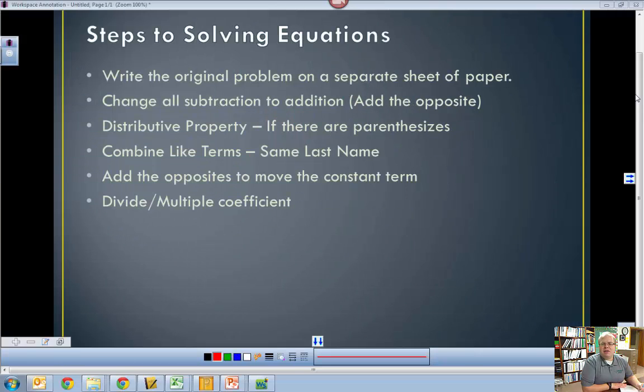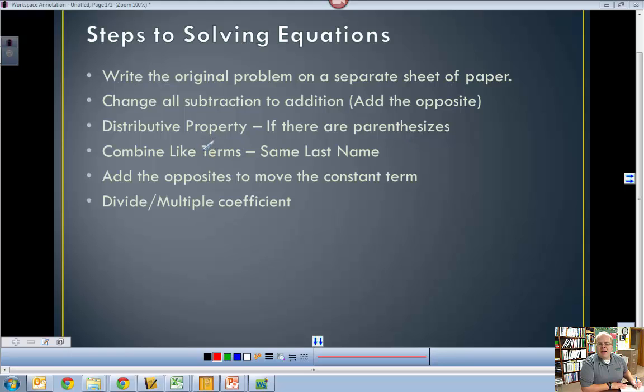These steps for solving equations are going to be very similar to when we solve for expressions, except now we have the equal sign that we have to deal with. Your first step, like before, is to write your original problem on a separate sheet of paper. Then, if I need to, I'm going to change all subtraction to addition. I do that by adding the opposite. Then, if I have parentheses, I'm going to use the distributive property.